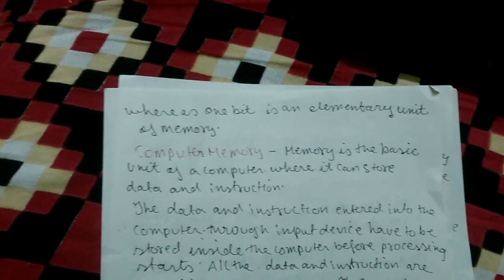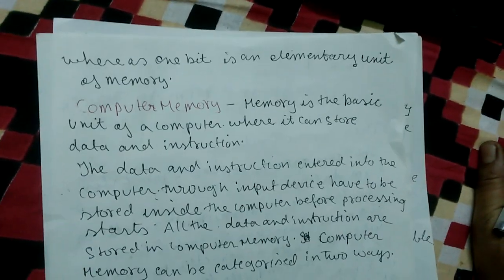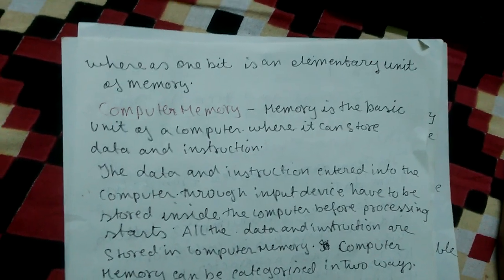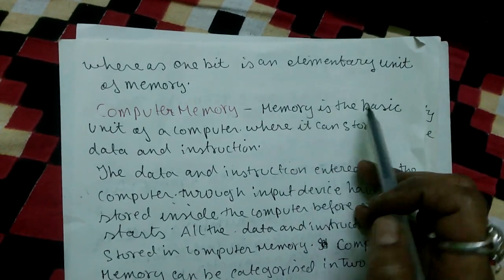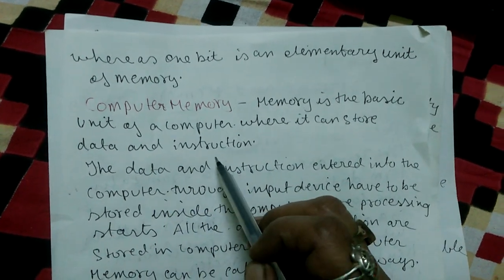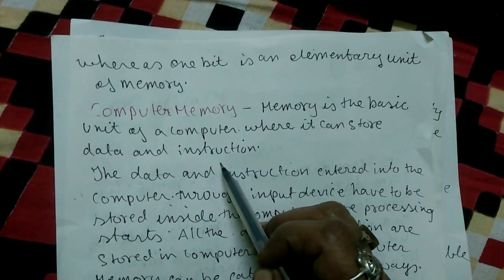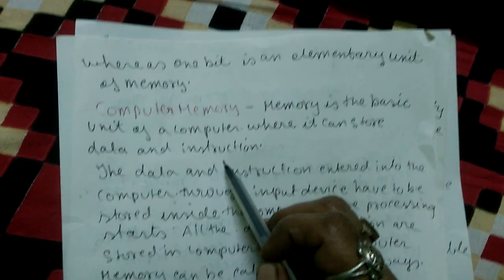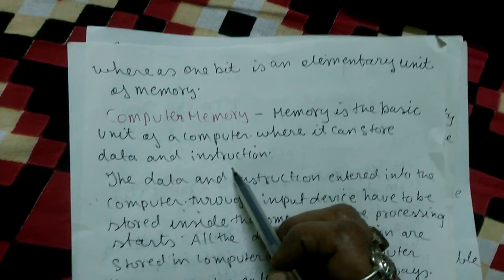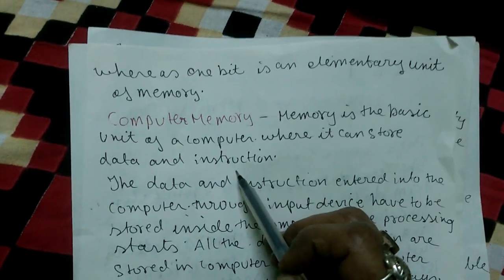So now let us discuss about computer memory. Previously I have told you about memory. Now what is memory? Memory is the basic unit of computer where it can store data and instructions. So computer is provided with artificial memory, so where we can store the data and instructions so that we can retrieve it later use.